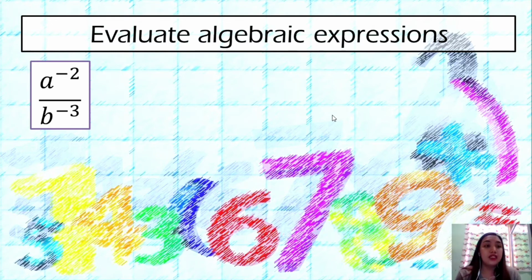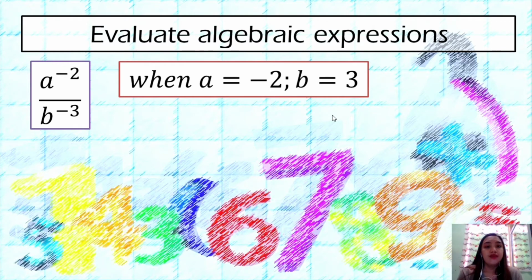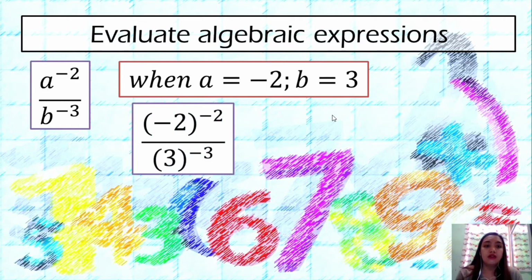So, let us reverse their places. Ito yung mga values niya. Ang value ni A is negative 2 and ang value ni B ay 3. Palitan muna natin lahat ng A. Ang lahat ng A ay magiging negative 2. Tama nga naman ang sinulat ko. Negative 2, ang exponent niya ay negative 2 over, ano ang ipapalit kay B? 3. So, 3 to the negative 3.